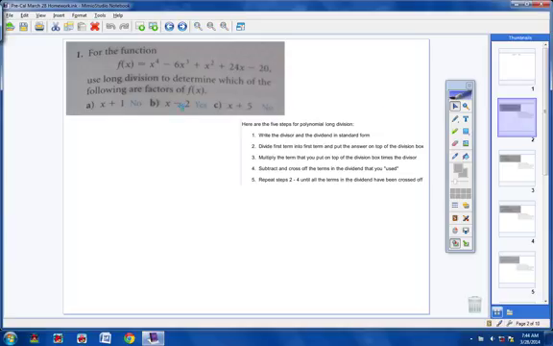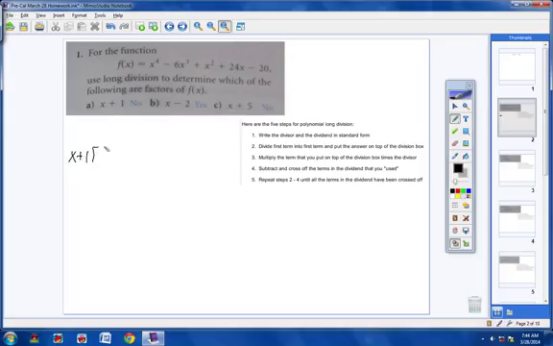Let's start off with numbers 1 and 3. Notice numbers 1 and 3 have 3 parts, so we're really going to be doing 6 problems for numbers 1 and 3. For this function right here, determine whether x plus 1 is a factor. So what we have to do is divide x plus 1 into this function and see if it goes in evenly. So here we go.